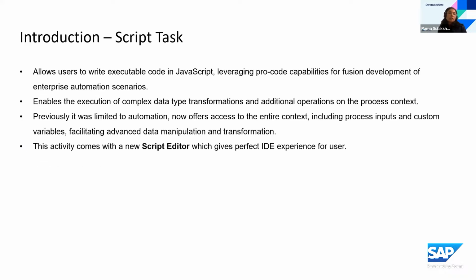So what is the script task feature all about? It allows users to execute JavaScript code, leveraging the pro code capabilities for fusion development of enterprise automation scenarios. It helps with complex data type transformations and additional operations on the process context. Previously, it was limited only to automation, but now it is available for process as well, which helps with advanced data manipulation and transformation. And this activity also comes with the new script editor, which gives you a perfect IDE experience.